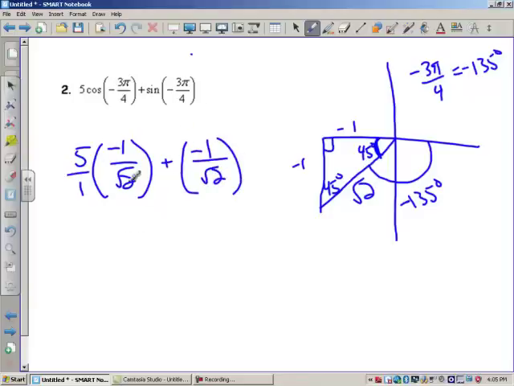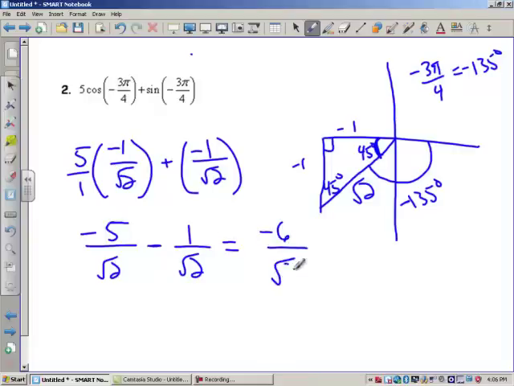So let's go ahead and do our fraction work. Put a 1 under that 5. Multiply straight across. And here, that's plus a negative, which is just minus 1 over the square root of 2. And so this works out to be same denominator, so I've got negative 6 over the square root of 2.